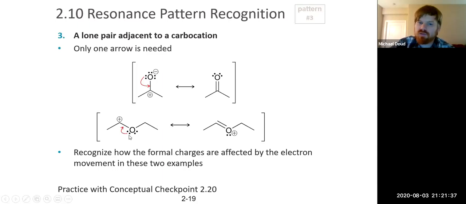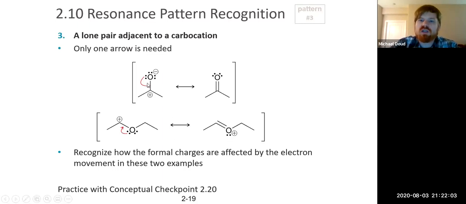This is an ether. This is like a diethyl ether cation. Here, the carbocation is neighboring an oxygen that has a lone pair. So this oxygen has a lone pair to give. So that lone pair forms a new pi bond. We get this carbon-oxygen double bond here. Evaluating the formal charges here, this oxygen now has one lone pair, three bonds. That means it's going to be a positive formal charge.